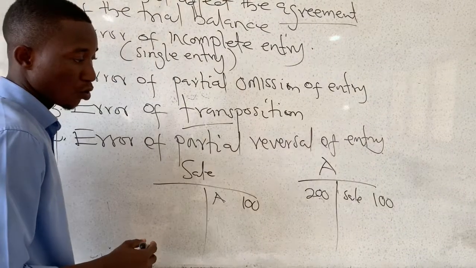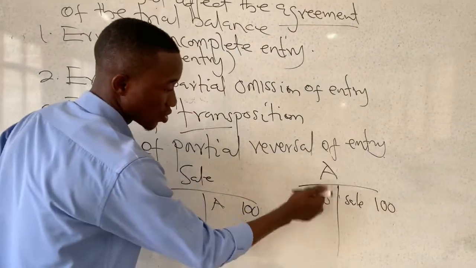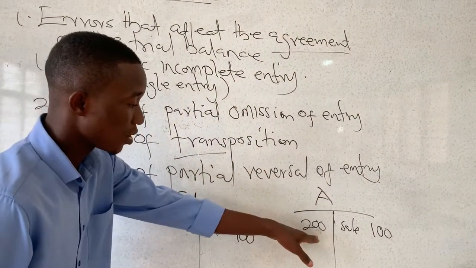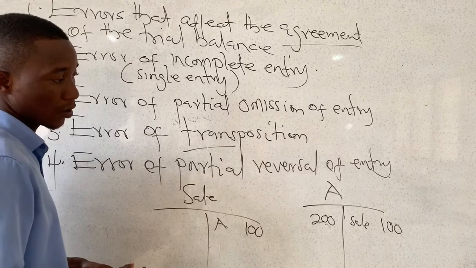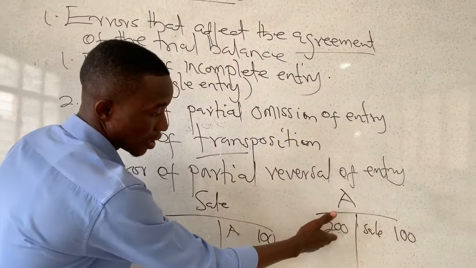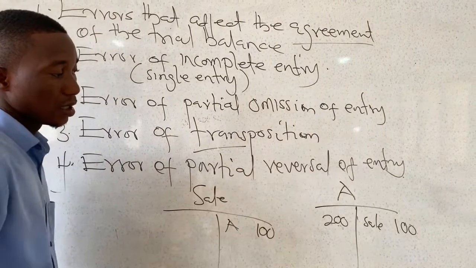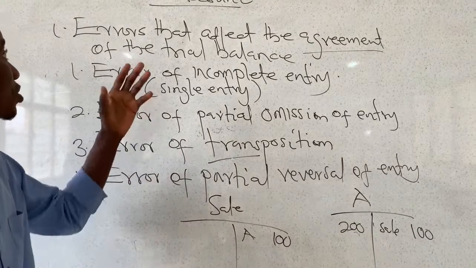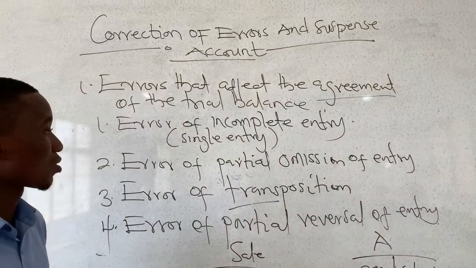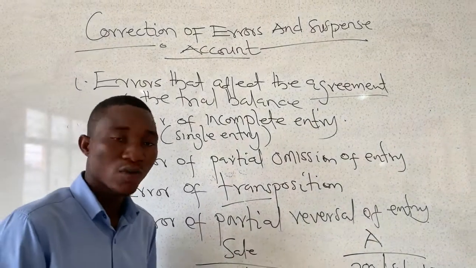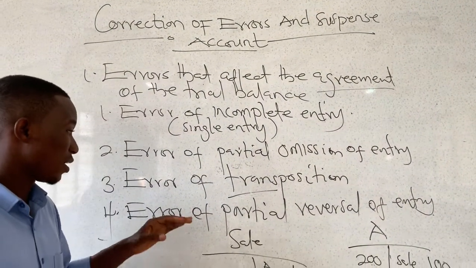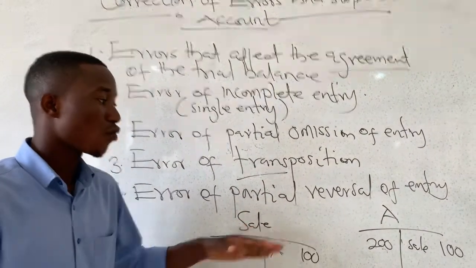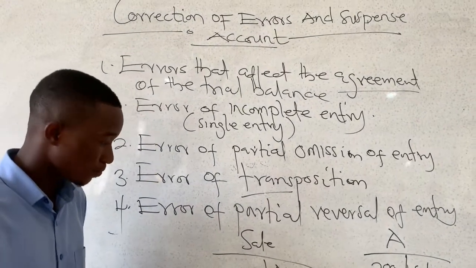So in effect, the 100 cedis here will cancel out, and the balance will still remain 100 cedis, and the corresponding entry will be the suspense account. So debit customer A's account 200 cedis, credit suspense account 200 cedis. So in correction of errors that affect the agreement of the trial balance, we only double the amount when we are correcting errors of either a partial reversal of entry or a complete reversal of entry. Is that okay?